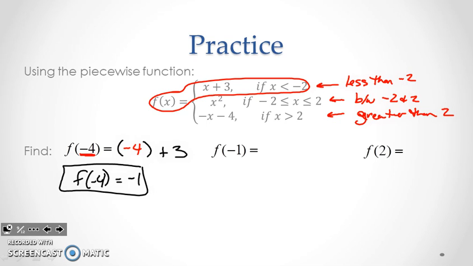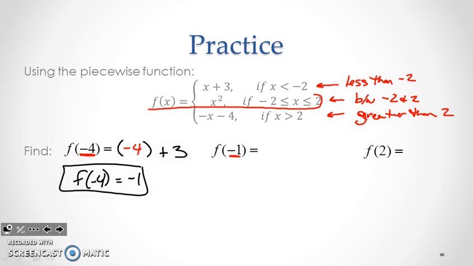There's my answer for that. Okay? Next one, I've got -1 for my answer. So f of -1. Well, -1 would fit between -2 and 2. Okay, so this is my function that I'm going to look at, and that is f of x equals x squared.